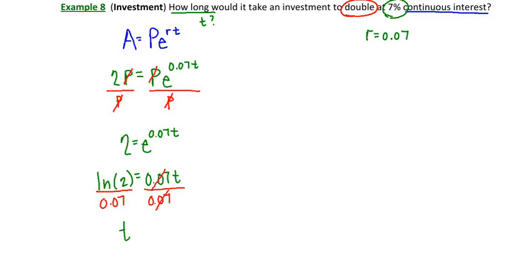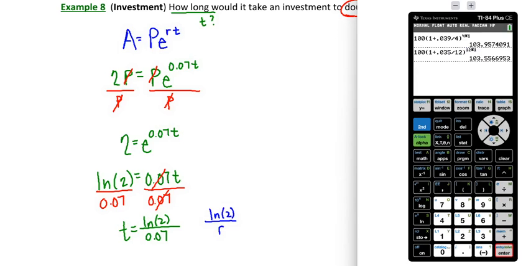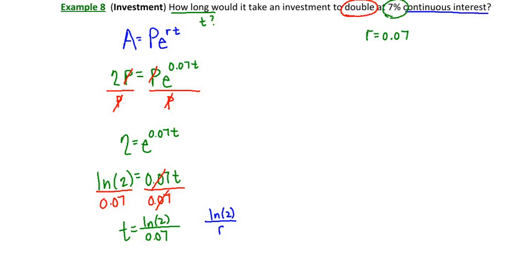And our exact value is natural log of 2 divided by 0.07. And by the way, the general way to calculate a doubling time is natural log of 2 divided by your rate in decimal form. That will work for any possible investment. Okay, so we have natural log of 2 divided by 0.07. So remember, t is always time in years. And we're looking at about 9.9 years.